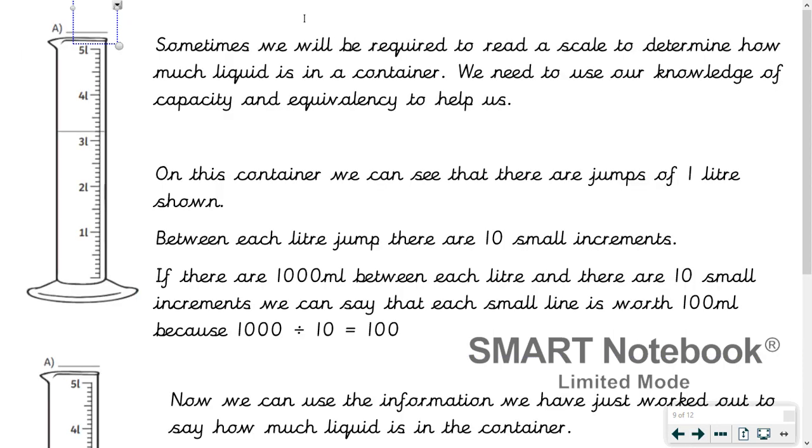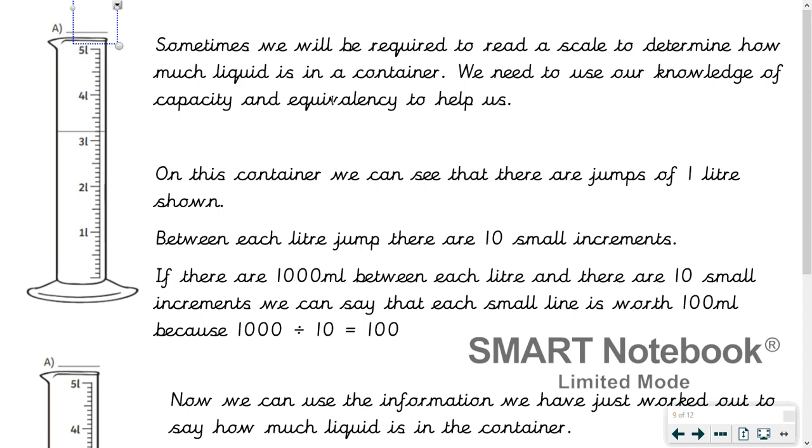Now, sometimes we're going to be required to read a scale. It could be on a glass, it could be on a measuring jug, it could be on a measuring cylinder like the one you see here. We need to determine how much liquid is in a container, and we need to use what we've worked with, capacity and the equivalency, so millilitres to litres, to help us out.